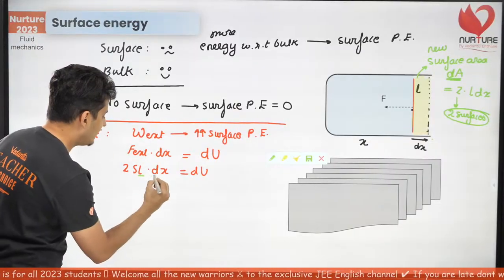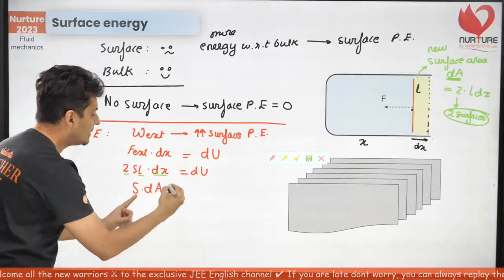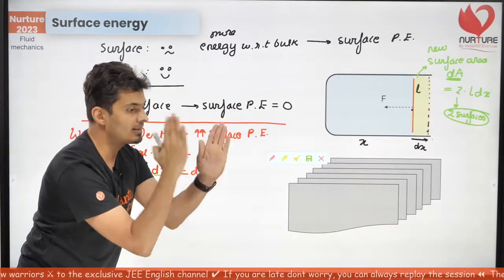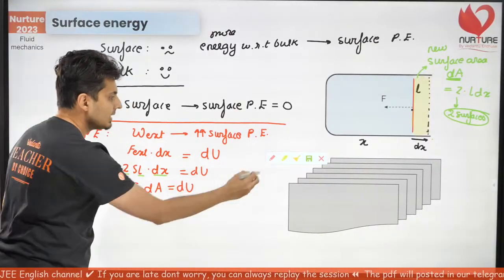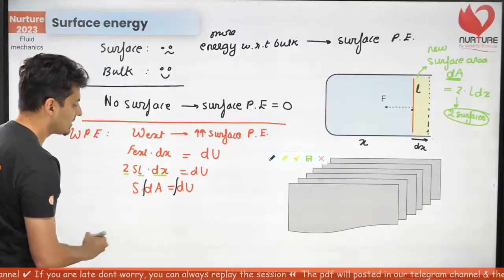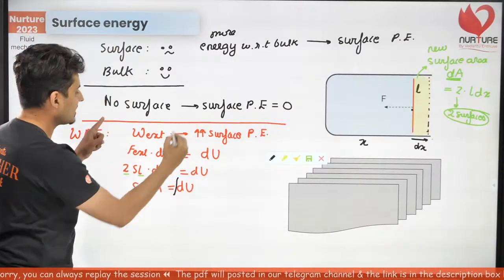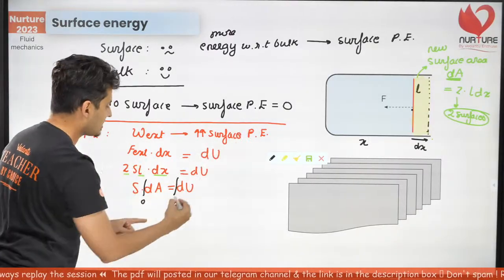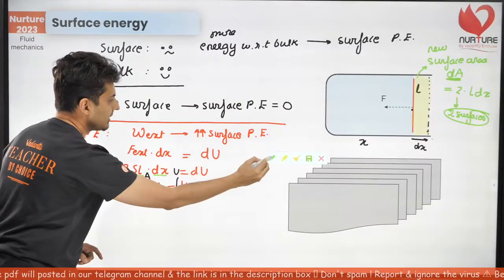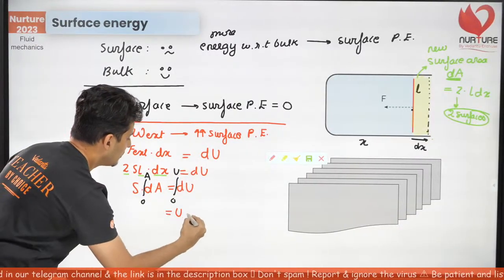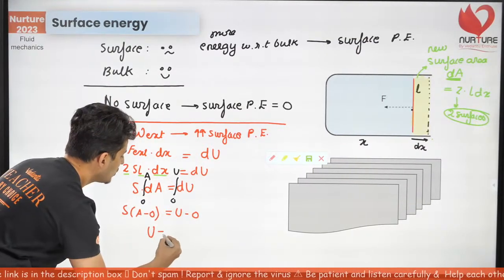So can I say this L into dx into 2 is nothing but S into dA? That dA is the extra total surface area which has been created on both the sides. This is equal to dU. Perfect. Now just add the integral symbol on both the sides. If you integrate on both sides, what will be the limits? When there is no surface, that means area is 0, the surface potential energy is 0. When the surface area is A, the potential energy is U. Therefore, the final answer will be U minus 0 and S into A minus 0. Just rearranging it, I'll get U is equal to SA.